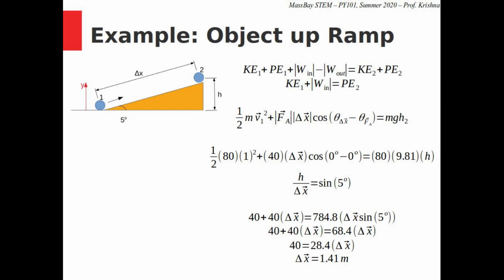The thing which is necessary to realize is that the height and the distance that the object travels along the ramp can be directly related to each other using trigonometry. Since h is opposite the angle, h over delta x equals the sine of 5 degrees. So h is equal to delta x times the sine of 5 degrees. We substitute this into the equation so far. From this point onwards, it becomes a matter of algebra. And we end up with a delta x of 1.41 meters. The object, in other words, moves 1.41 meters up the ramp.